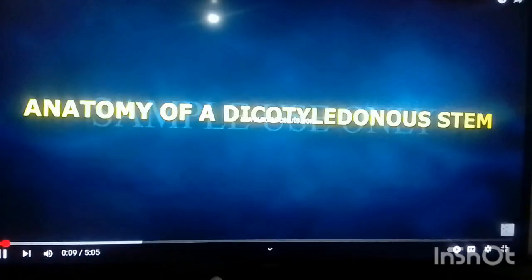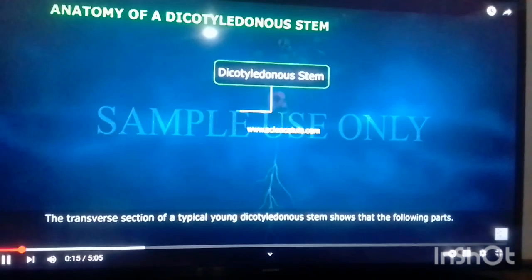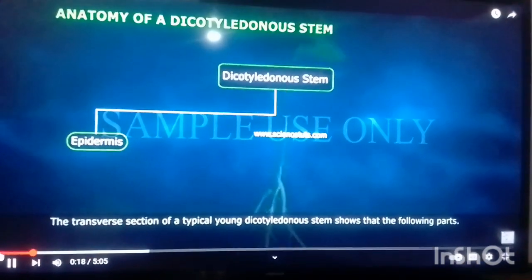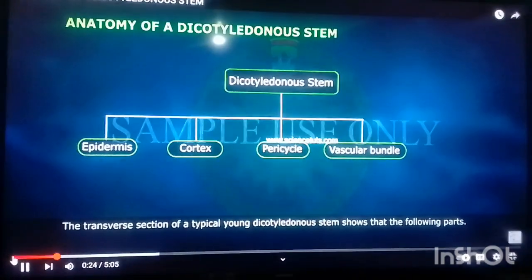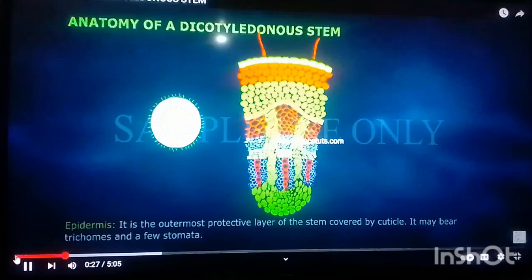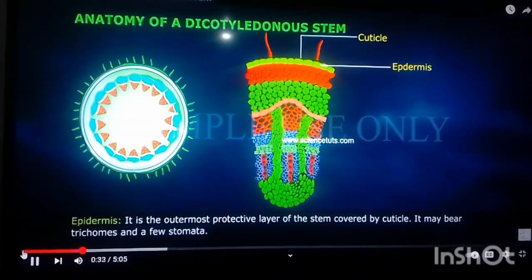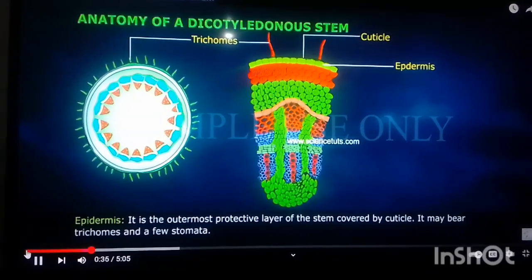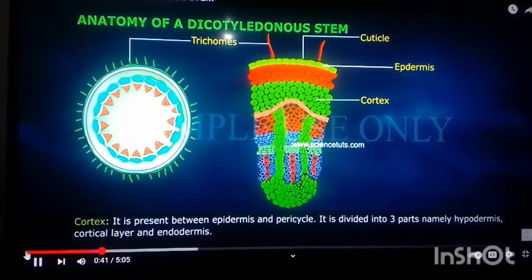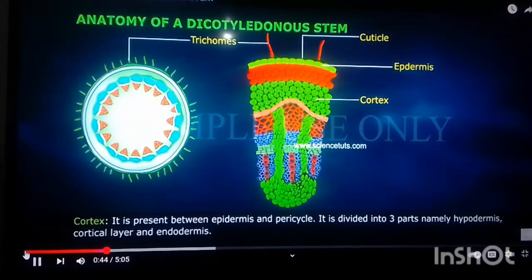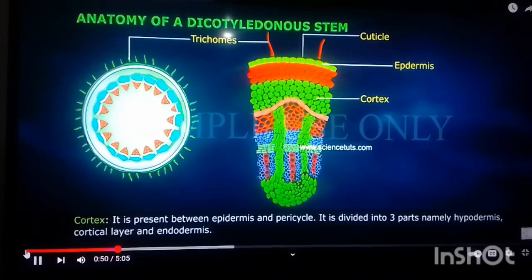Anatomy of a dicotyledonous stem. The transverse section of a typical young dicotyledonous stem shows the following parts: epidermis, cortex, pericycle, vascular bundle, and pith. Epidermis is the outermost protective layer of the stem, covered by cuticle. It may bear trichomes and a few stomata. Cortex is present between epidermis and pericycle. It is divided into 3 parts, namely hypodermis, cortical layer, and endodermis.